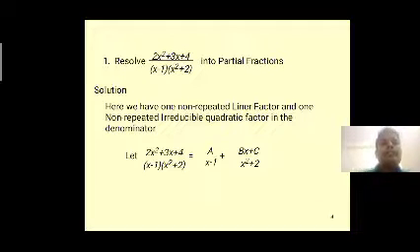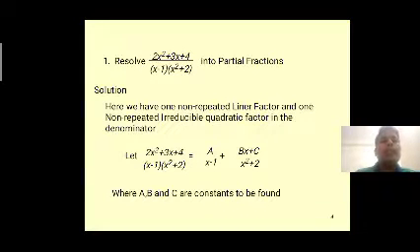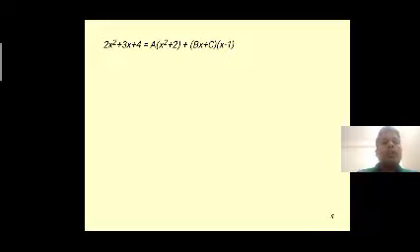Let (2x² + 3x + 4) divided by (x − 1)(x² + 2) be equal to A by (x − 1) plus (Bx + C) by (x² + 2). Here, for the non-repeated linear factor we take A, and for the quadratic factor we take Bx + C, where A, B and C are constants to be found. After completing the LCM, we have 2x² + 3x + 4 equal to A(x² + 2) + (Bx + C)(x − 1).